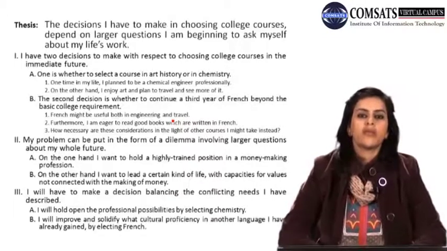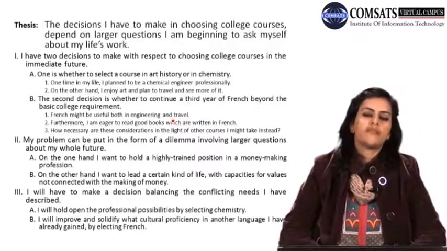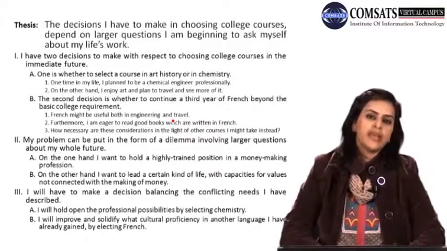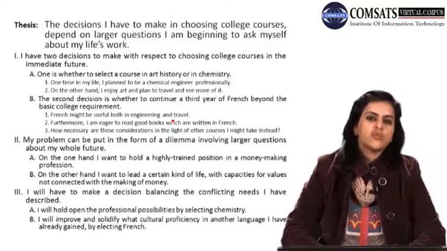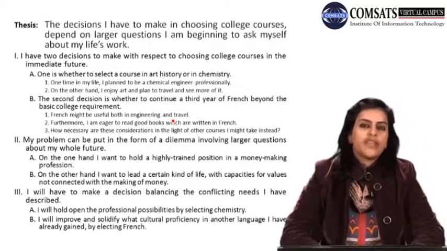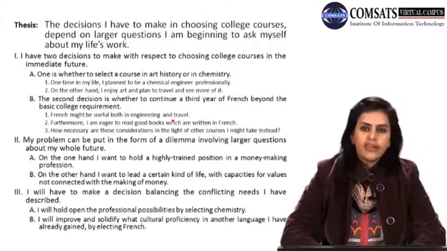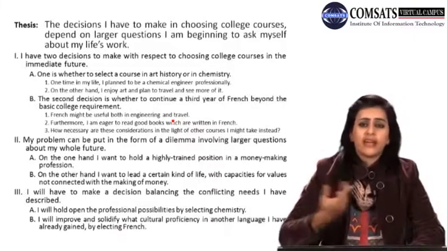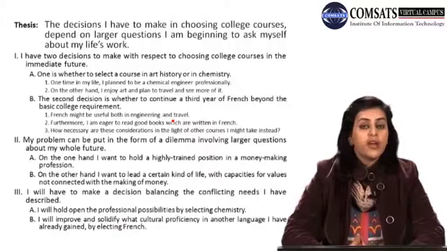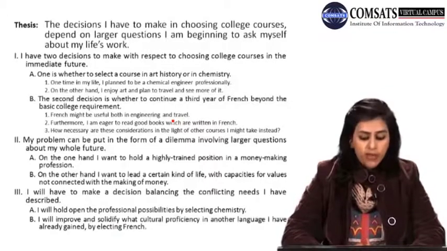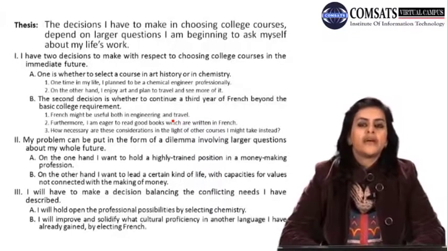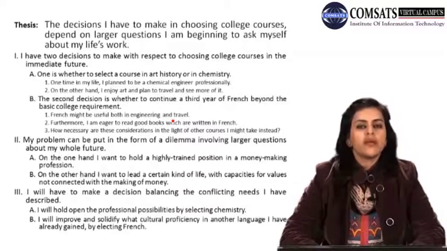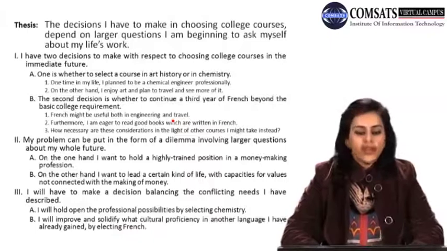Then he has some problems: he wanted to jump into a profession that is money making, and secondly he has the conflict of wanting a smooth life that is free of money making issues. Now his mind is swirling like the wind, and he is unable to decide. His third heading says, I will have to make a decision balancing the conflicting needs I have described. Based on the first and second paragraphs, he is saying that I have to resolve my conflicts on my own and take the decision.